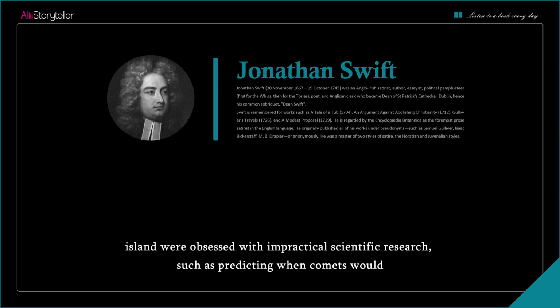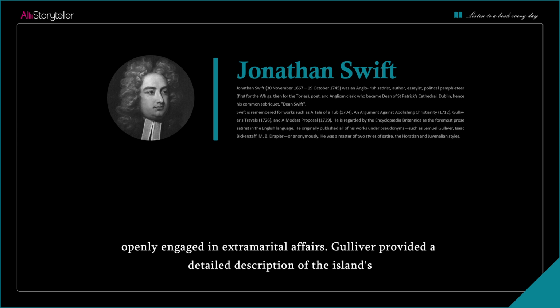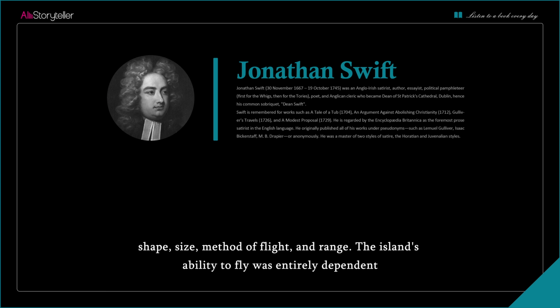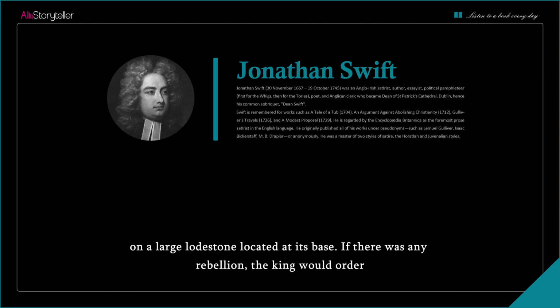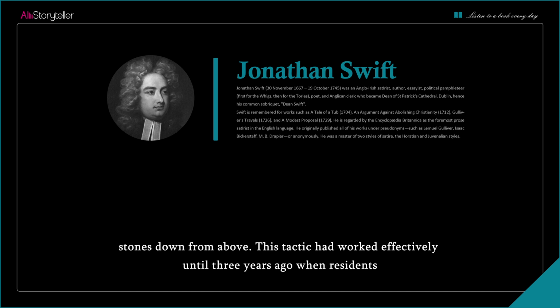The inhabitants of this island were obsessed with impractical scientific research, such as predicting when comets would collide with the Earth, while remaining indifferent to practical aspects of life, even if their wives openly engaged in extramarital affairs. Gulliver provided a detailed description of the island's shape, size, method of flight, and range. The island's ability to fly was entirely dependent on a large lodestone located at its base. If there was any rebellion, the king would order the island to fly over the rebellious city, blocking out sunlight and rain, and hurling stones down from above.